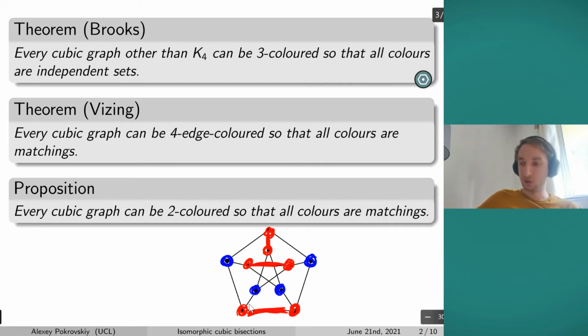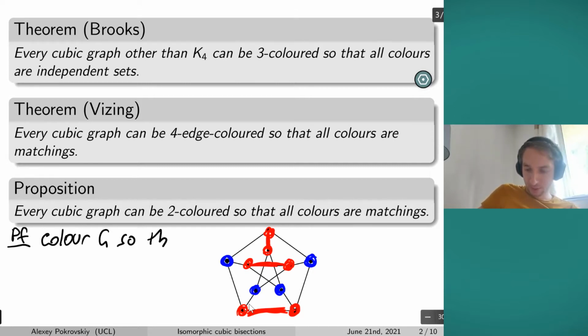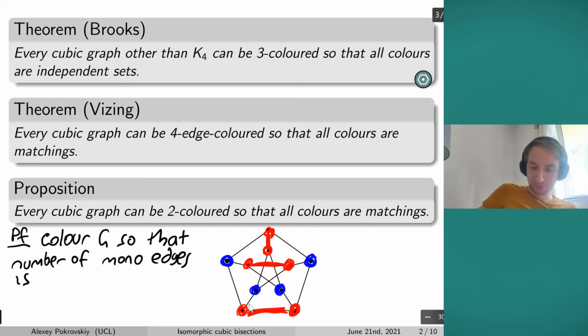So this is very easy to prove. The proof is just a couple of lines. It goes like this. Color the graph so that the number of monochromatic edges is as small as possible. And that will give you that the monochromatic sets are matchings.